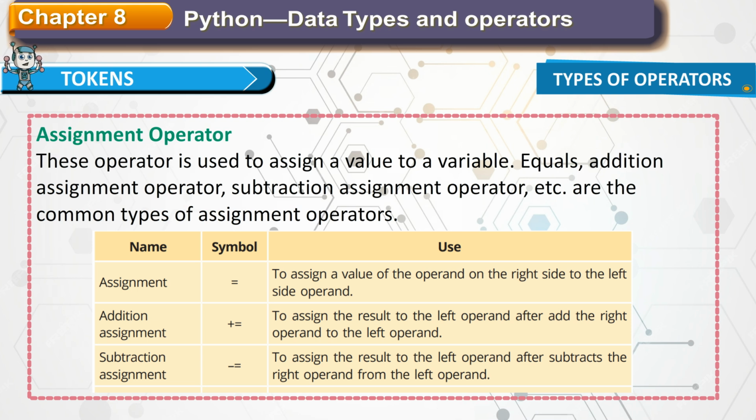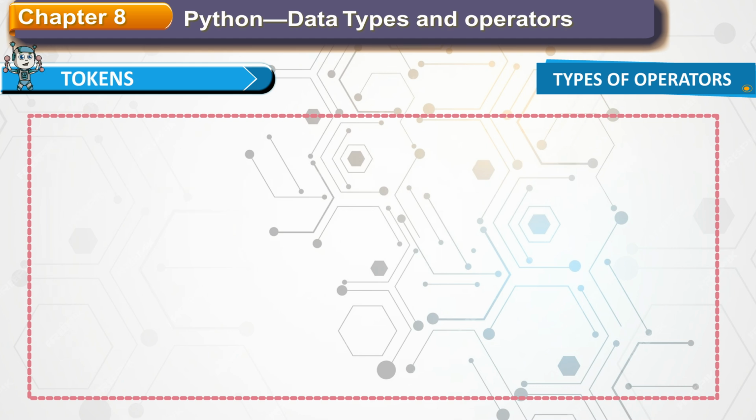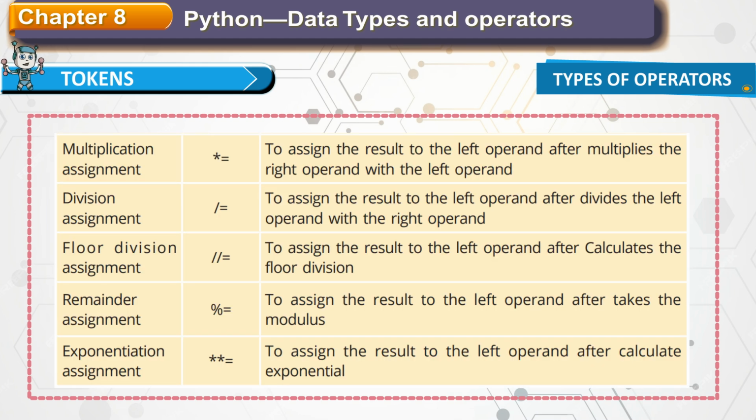Addition assignment, plus equals, assigns the result to the left operand after adding the right operand to the left operand. Subtraction assignment, minus equals, assigns the result to the left operand after subtracting the right operand from the left operand. Multiplication assignment, asterisk equals, assigns the result to the left operand after multiplying the right operand with the left operand.